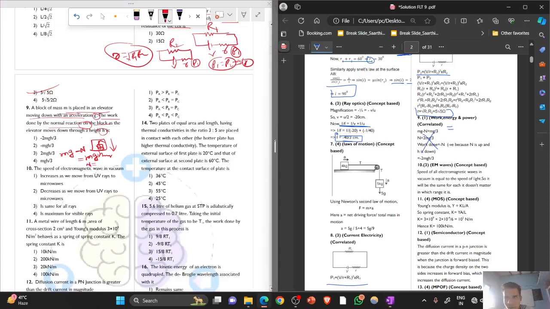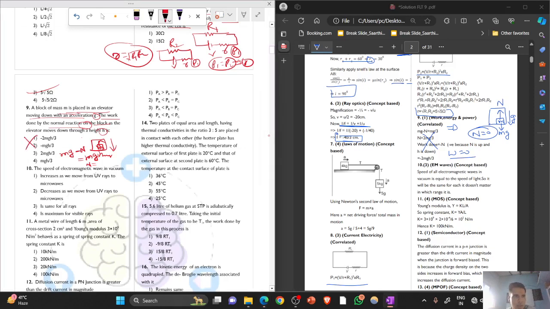Let's solve it out. You have an elevator, and there is a block of mass m placed in the elevator, moving down. You have mg acting on it, and the normal force acting on it. If it is moving with g, then simply your normal force will be zero, so the work done will be zero. If it is moving with g, it feels weightlessness, so no option is given there, because it is moving down with this acceleration.